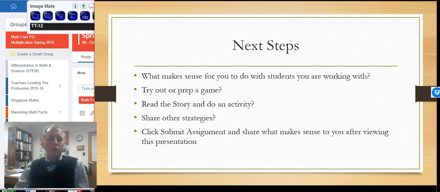You could also just turn this into a discussion. If it's better for you to just reflect on how you think about multiplying by 2 and put that in the assignment, that's fine. I want this to feel open enough that it fits where you are. If that's too confusing, because I know sometimes the more open we make things, the more confusing it gets, let me know, and I'll be glad to work with you on that. You then will click Submit Assignment, and you'll share what we just discussed after you view this presentation.